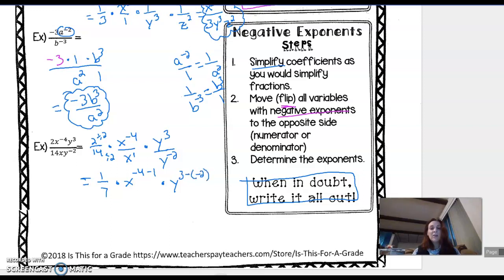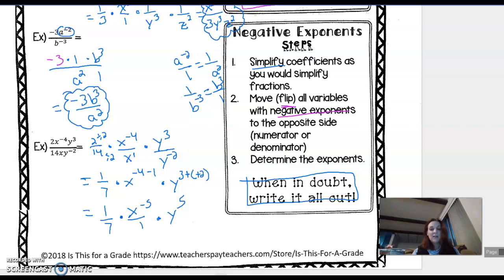Ooh, did you see what I did there? 3 minus whatever's on the bottom, negative 2. Keep going. Again, not the only way to do this, guys. You could have used, like we did here, and been flipping those negatives around. I get 1/7 times negative 4 minus 1. Think if you're at negative 4 on the number line, you go down 1 more. You're at negative 5. Times y to the 3 minus negative 2. I always say keep, change, change. Because anytime you're subtracting, it's the same as adding the opposite. Keep the 3, change the minus to a plus, change negative 2 to a positive 2. And it becomes y to the 5th.